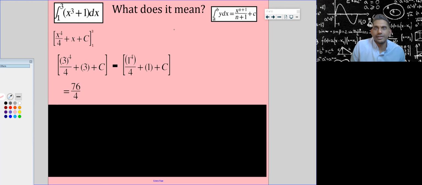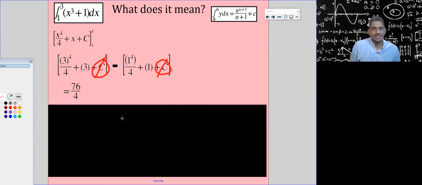Now, hopefully you're noticing here that this C there and this C will cancel, that's right, because you can see C minus C is 0. So whenever we're using limits, there's no need to worry about the constant of integration because it will always cancel out.